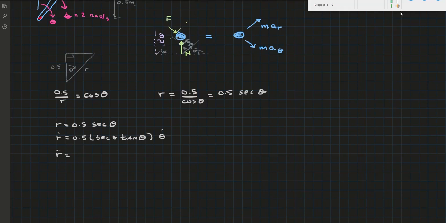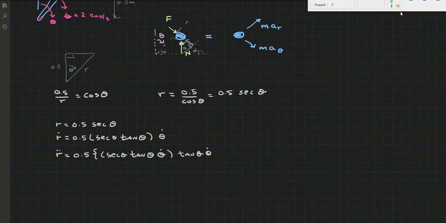Our r double dot now is 0.5 again. So now the issue is we have 3 thetas up there, functions of thetas at least, and we have to have product rule 3 times. So let's first do the secant again. So we're looking at the secant of theta, tangent of theta, and then we have to theta dot, chain rule that. So that's the derivative of the secant of theta, but then we need to multiply it by the tangent of theta and theta dot again.